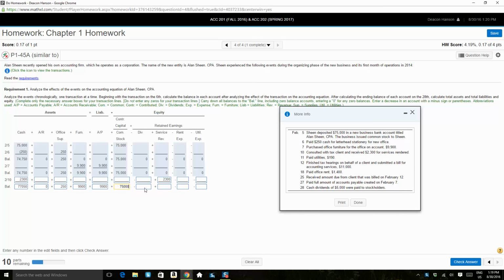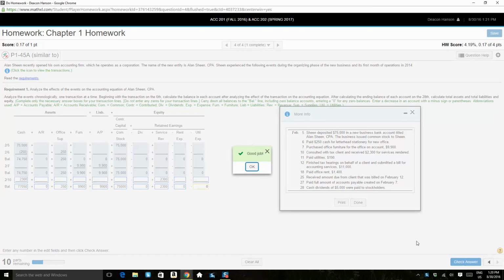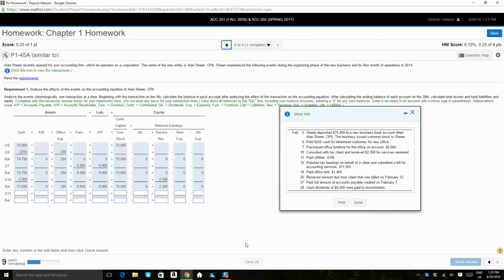And then we have service revenue. Service revenue increased 2,300. Rent expense and utility expense. Okay, we can click check answer. Good job. Okay, notice if you were to add up everything on the right side of the accounting equation and compare it to everything added up on the left side, it should be equal. We haven't been doing that, but just looking at the effects, we can tell that it's in balance.